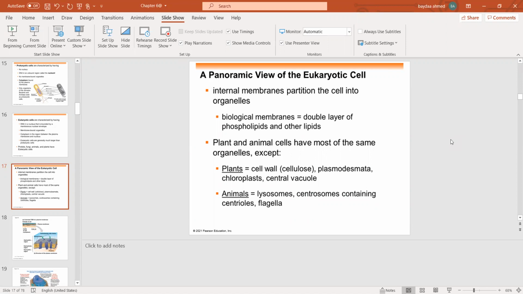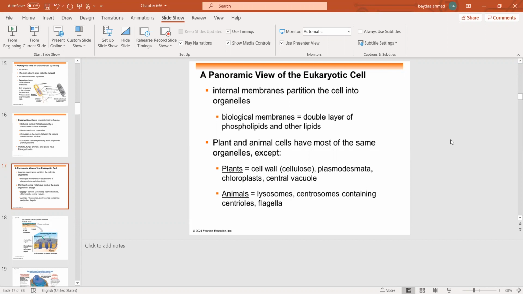For eukaryotic cells, in addition to the plasma membrane at the outer surface, eukaryotic cells have extensive, elaborately arranged internal membranes that divide the cell into compartments. Those are the organelles. So they have membrane-bound organelles.